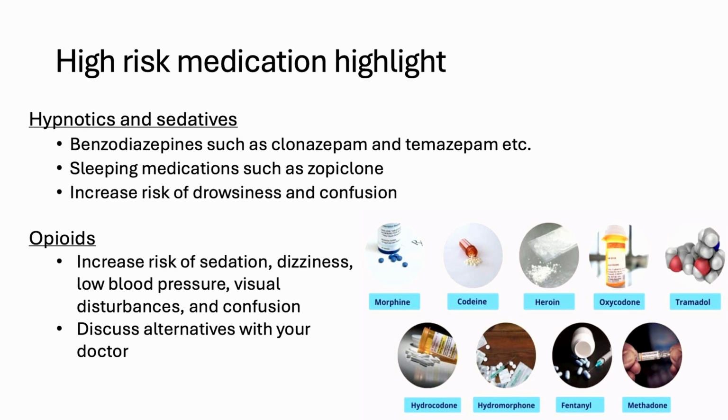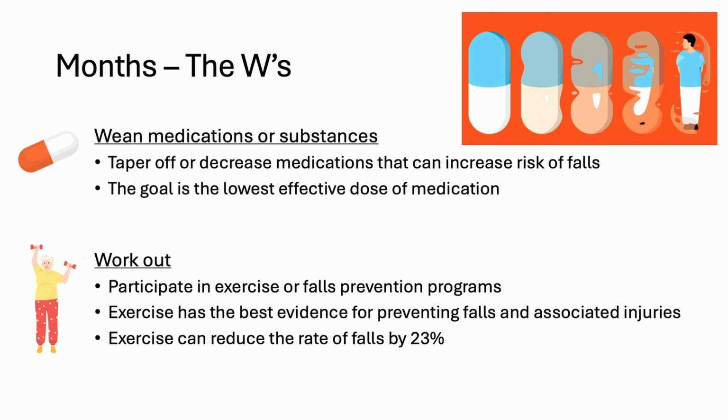Bottom right-hand corner is examples of those drugs. So that's kind of like your morphine, codeine, I'll skip the heroin, oxycodone, tramadol, hydrocodone, hydromorphone, fentanyl, and methadone. Okay, and steps that you can take over a matter of months. So that's why we talked about the medications that I would kind of encourage alternatives for.